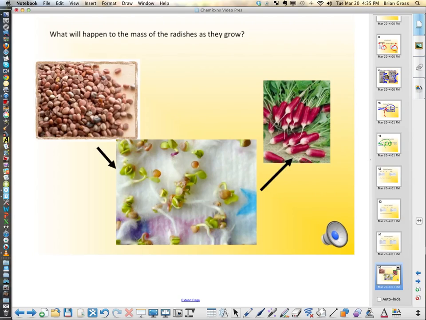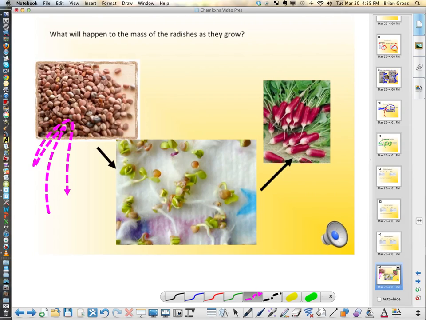So tomorrow we're going to do a little demo to see if what I'm telling you is actually true. So I want to know what happens to the mass of radishes as they grow. Here I'm going to write in pink now because I'm getting tired. Here we have our radish seeds. If we use a certain mass of radish seeds, what will happen to the mass as they germinate or begin to grow? And then as they turn into radishes? We want to know the answers to these big questions.